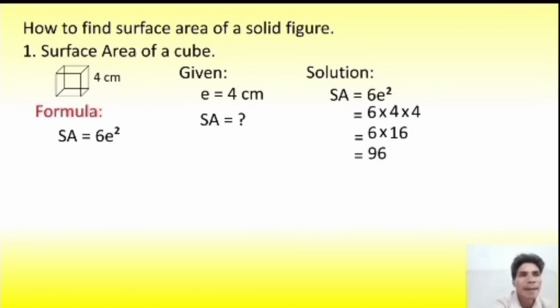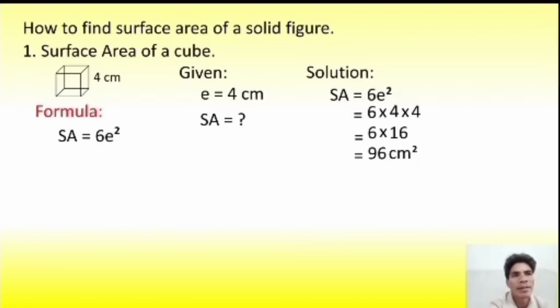Then, copy the unit, centimeter. Then, put a squared because it is still an area. So, the cube whose side is 4 cm, the surface area is 96 centimeter squared. So, ganyan po ang pagkuha ng surface area of a cube.